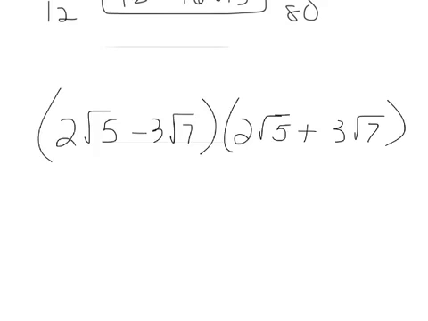All right, now, what do you know about difference of 2 squares? What happens when you multiply it out? You always get a squared minus b squared. Always, always, always. And we could show that right now.